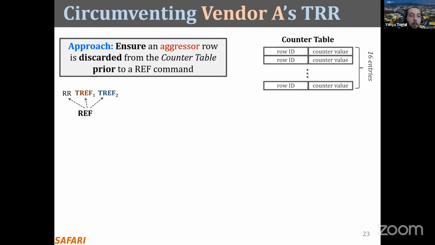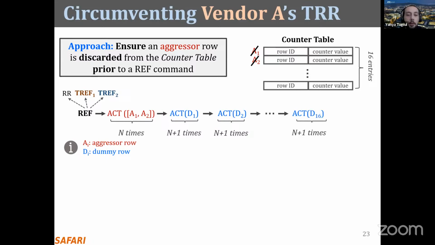Immediately after a refresh command, we hammer two rows, A1 and A2, that are one row apart from each other to perform a double-sided RowHammer attack. We hammer each of them n times. After that, to discard A1 and A2 from the counter table, we hammer 16 different dummy rows n plus 1 times each. So by hammering the dummy rows more than the aggressor rows, A1 and A2, we make the TRR replace A1 and A2 in the counter table with the dummy rows.